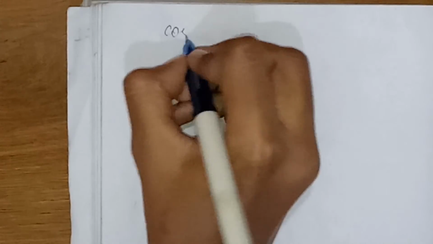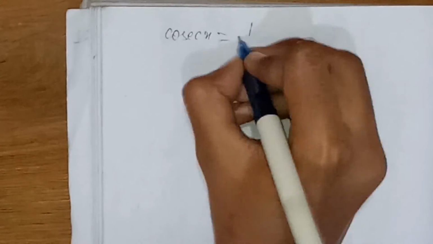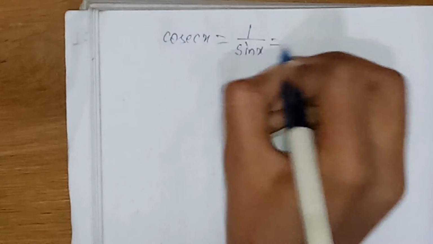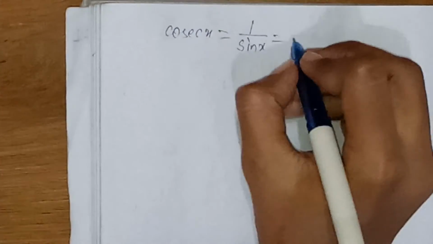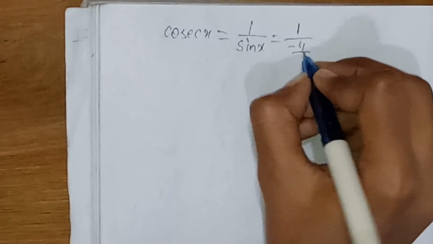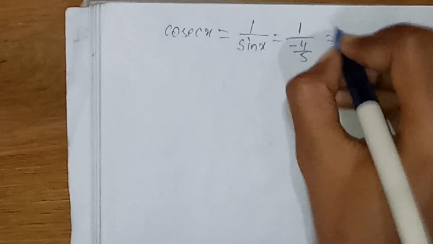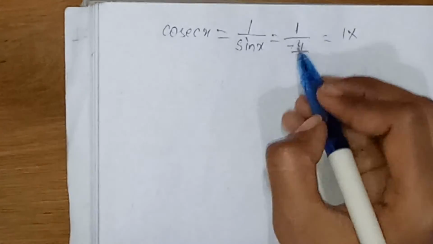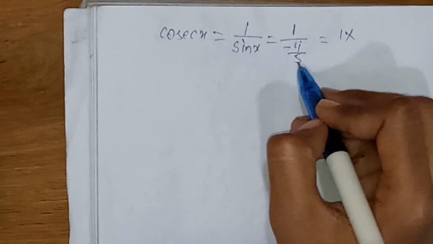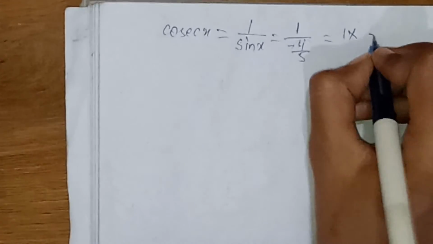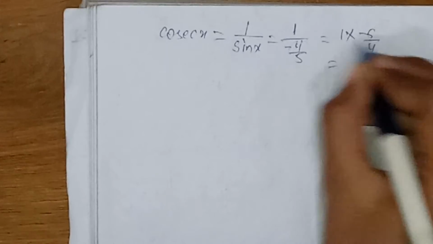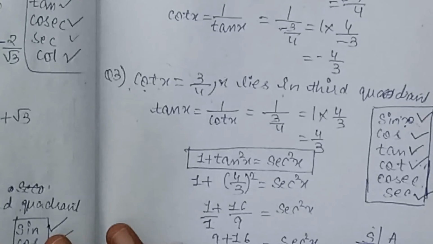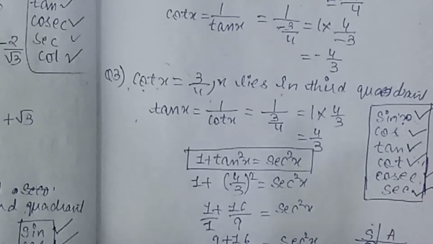So cosecant, how can we find cosecant? That is 1 by sine x. Just now we got the value of sine, that is minus 4 by 5. So when we take the reciprocal, 4 by 5 reciprocal, what is that? 5 by 4. Minus 1 into 5, 5 by 4, minus. So at last we got the value of cosecant also. The question has ended.